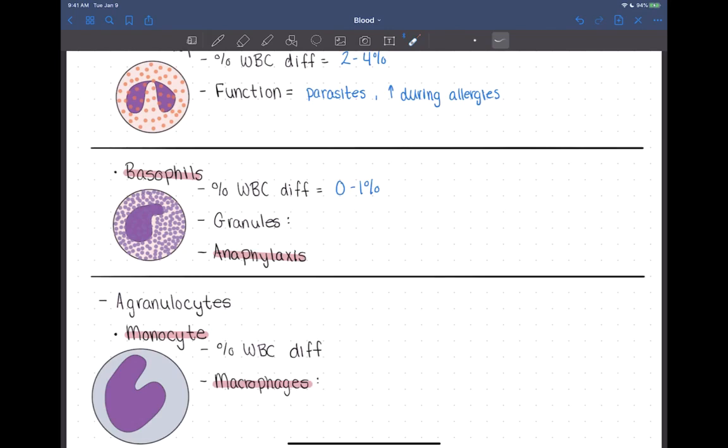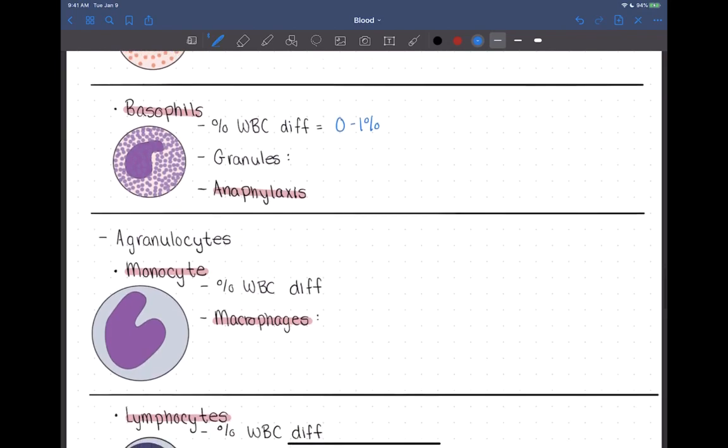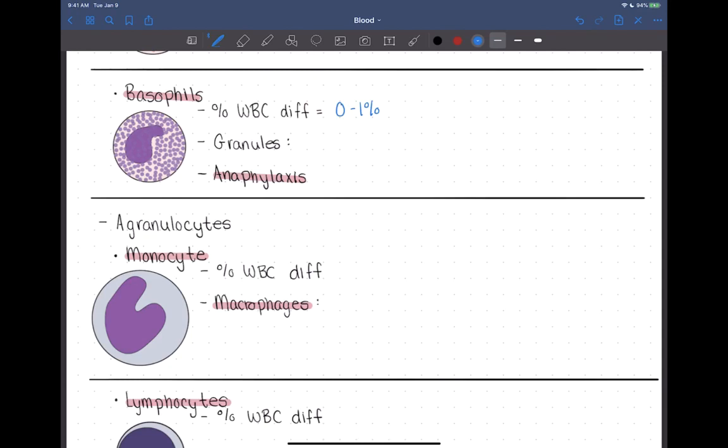Those granules push on the edge of the cytoplasm, so it ends up looking bumpy. That's one way to tell it apart from one of the cells we're going to look at that can be very similar on a microscope. With basophils, their granules contain histamine. When they release the contents of their granules, they release that histamine, and that is going to cause inflammation. So histamine causes inflammation.